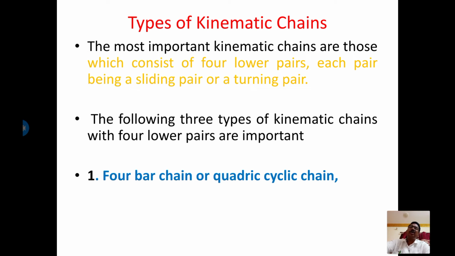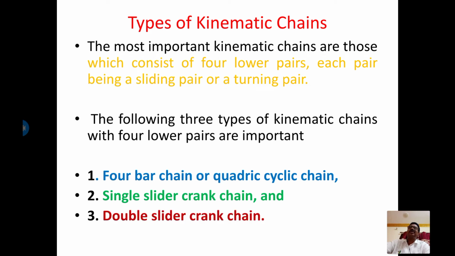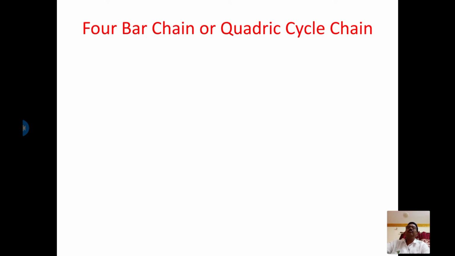The first one is the 4-bar chain or quadric cycle chain. The second one is the single slider crank chain. The third one is the double slider crank chain. So these are the different kinematic chains: the 4-bar chain, single slider crank chain and double slider crank chain. Now one by one we'll discuss. The first one is the 4-bar chain or quadric cycle chain.